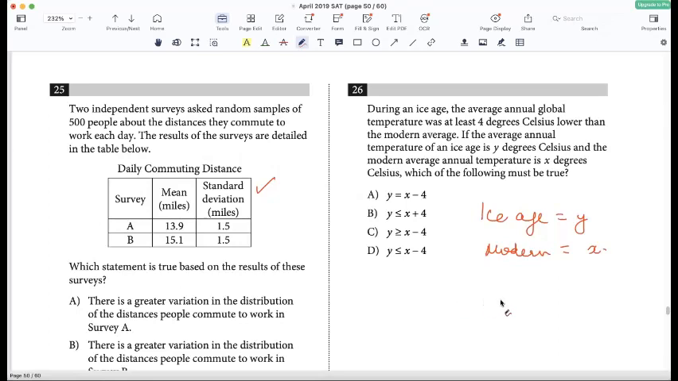So x minus y, the average annual global temperature, so the difference between them was at least 4 degrees lower. So x minus y, this difference was greater than or equal to 4. So minus y is greater than or equal to minus x plus 4. So y is less than or equal to x minus 4. Right, so it will be option D.